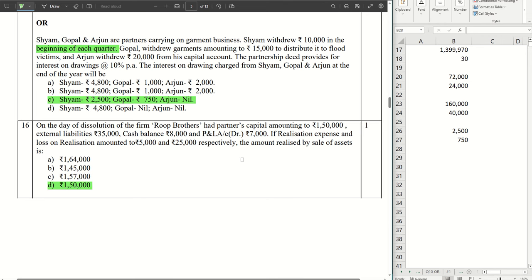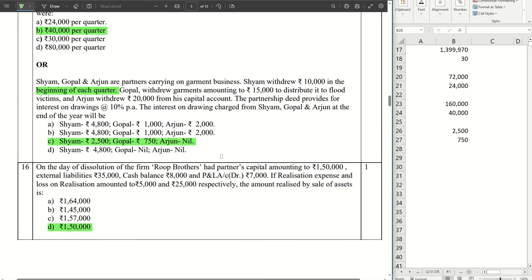I did this orally. You can do this on pen and paper and get the answer. If you follow the instruction word by word, you will understand what needs to be done here and in other questions as well.